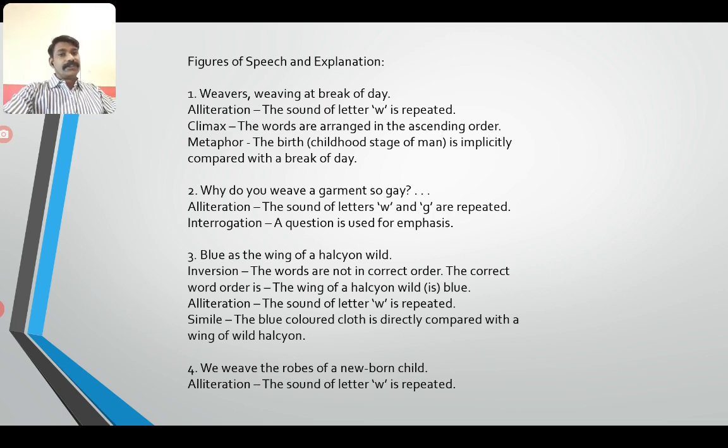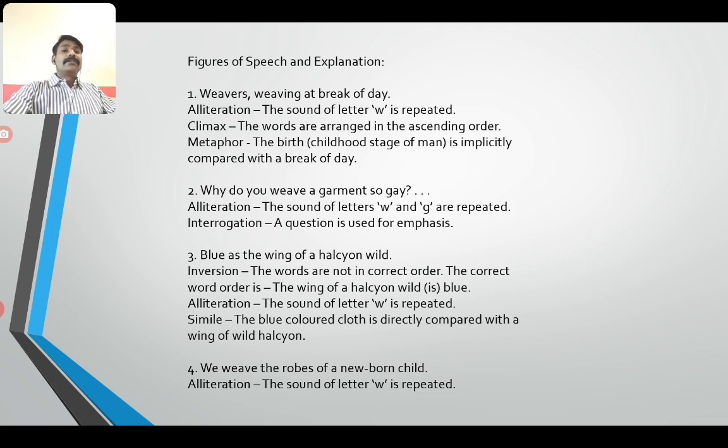That is interrogation. "Blue as the wings of the halcyon wild." Inversion, because the words are not arranged in the correct order. The correct order is "the wings of the halcyon wild is blue." When we start a sentence, we always start with a subject, but here the words are in a disarranged manner, not in the correct order. That's why inversion is there. Alliteration once again, because the W sound is repeated: wings and wild.